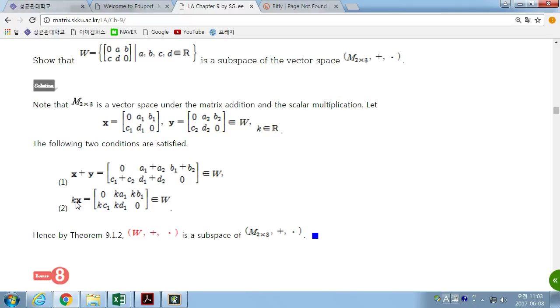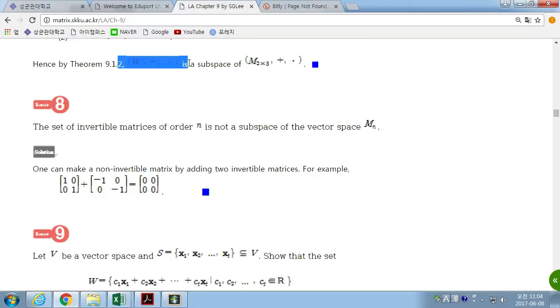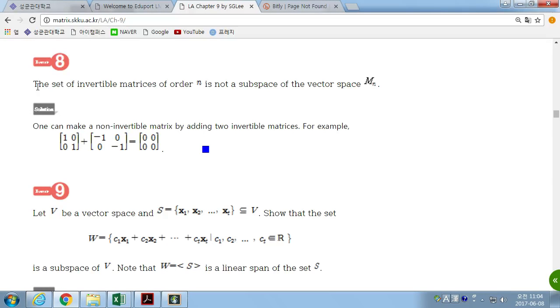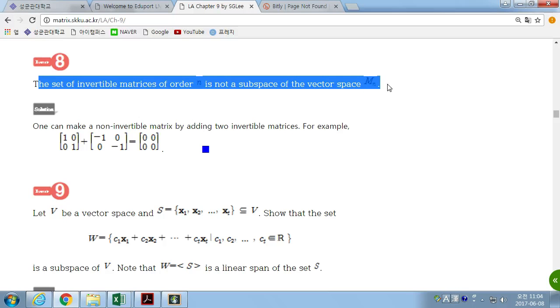When you multiply a scalar k with x, then this also has 1,1 and 2,3 entries equal to 0. So this matrix, this vector, is in W. So W is closed under scalar multiplication. So by the two-step subspace test, it is a subspace. Okay? So W with the same operations is a subspace of M of 2 by 3, with the usual vector addition and scalar multiplication.